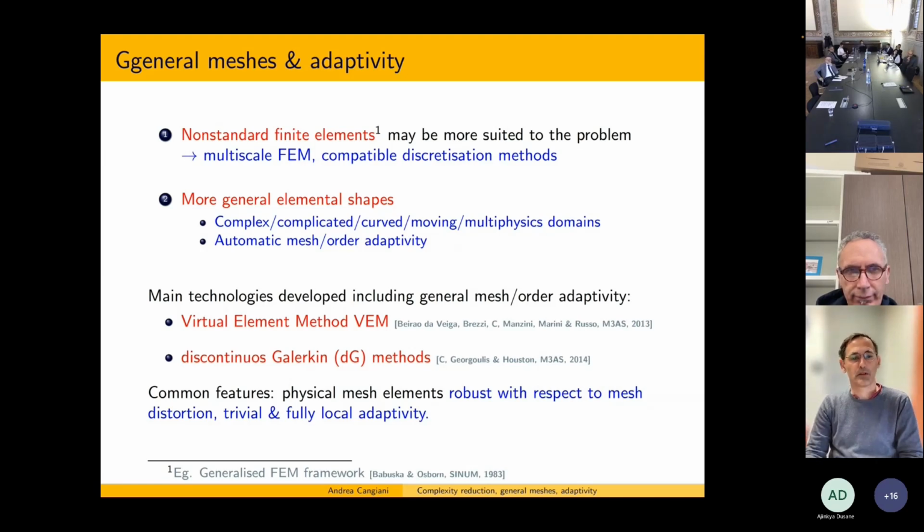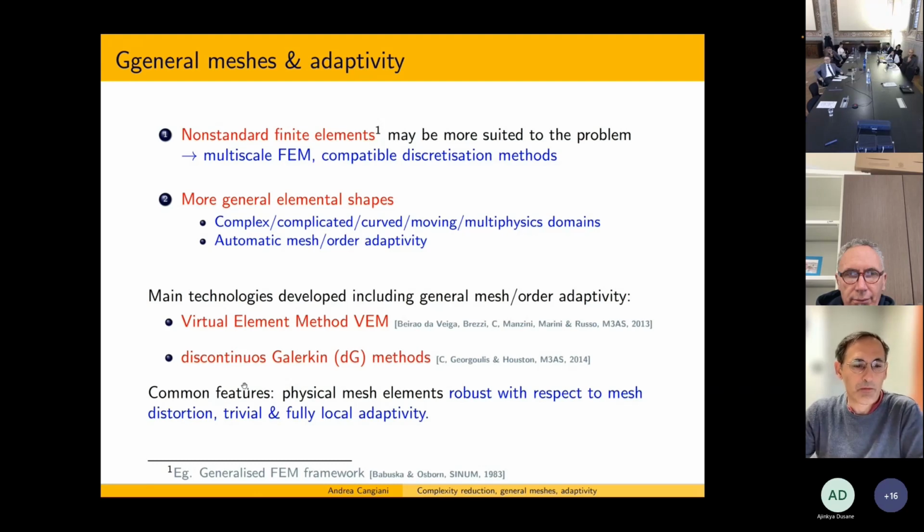The main technology that I've been working on in this respect are indeed virtual element methods and discontinuous Galerkin methods that are indeed 2 examples of non-standard finite elements that allow very easily the use of more general meshes, making indeed also adaptivity much more easy to implement because it's fully local.